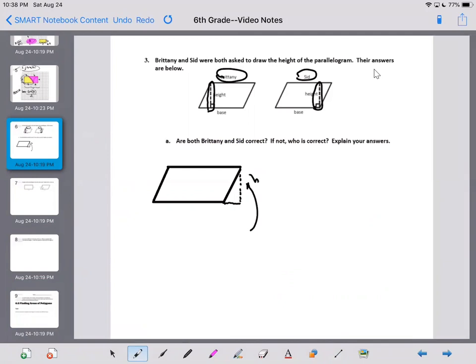But are both Sid and Brittany correct? Yes, they're both correct. You can place that altitude at any point inside that trapezoid as long as you are creating a 90-degree angle to the base.